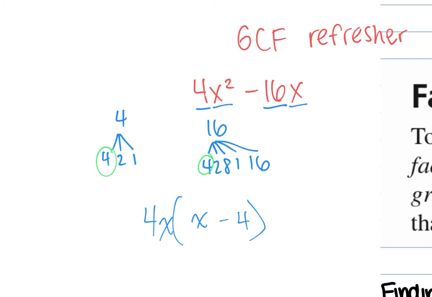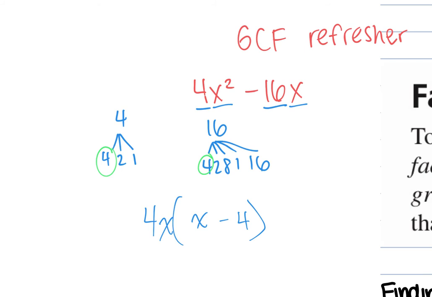What is 4x squared divided by 4x? It's just x. And what is negative 16x divided by 4x? Negative 4. So it becomes x minus 4 inside. Now, if you distribute and if you factored correctly, you should end up right back where you started.